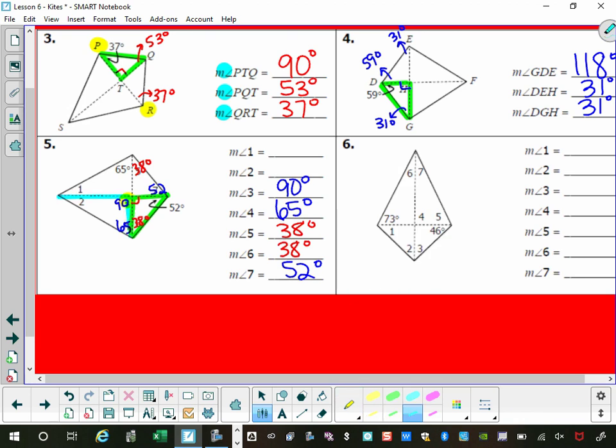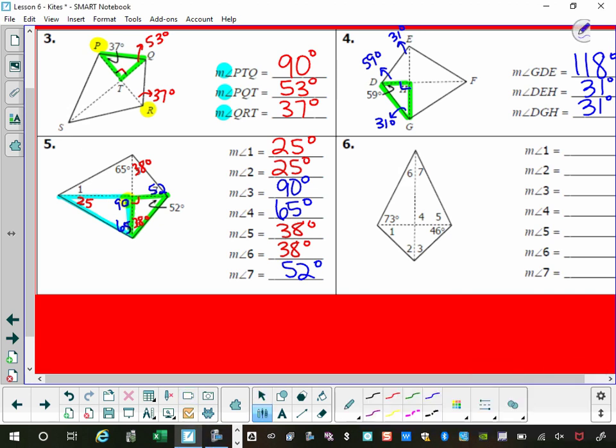Take a look at this bottom triangle here. How do I get the measure of angle 2? 180 minus 90 minus 65. Yep, what do you get? So angle 2 is 25, and the measurement of angle 1 is 25. You guys do number 6.